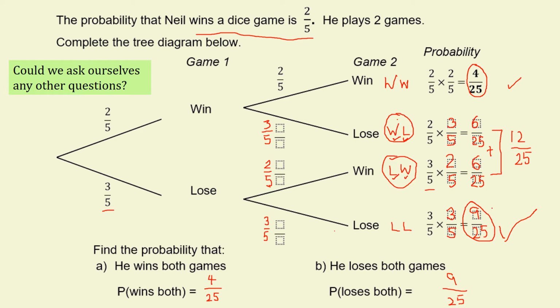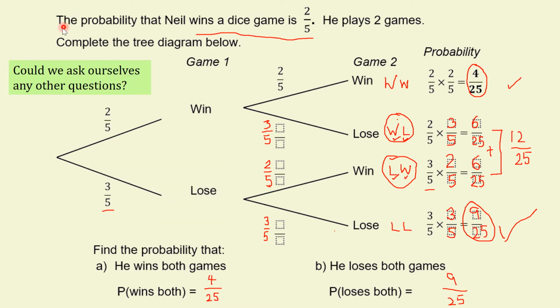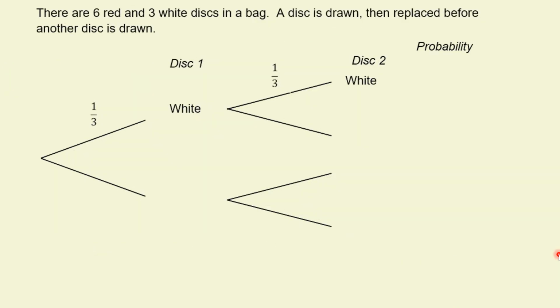And the tree diagram makes that possible. But if you just read the words at the top of the question, I think you're really going to struggle. If it just says the probability he wins a dice game is 2/5, he plays 2 games, what's the probability he wins one and loses one? We're not really going to get to 12/25 very easily without the diagram, are we? The diagram really does it. Right, let's have another one then, just to make sure we got this.